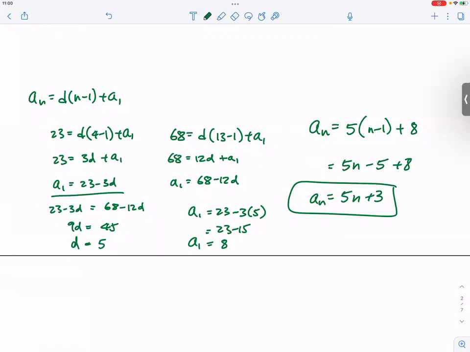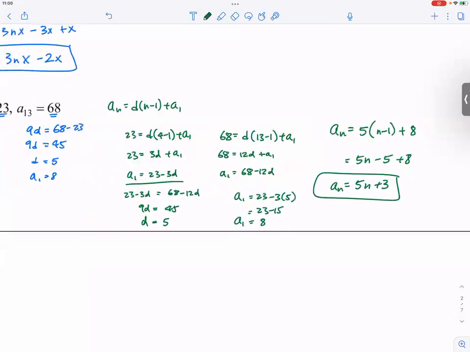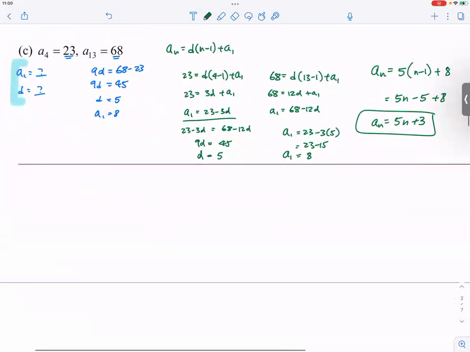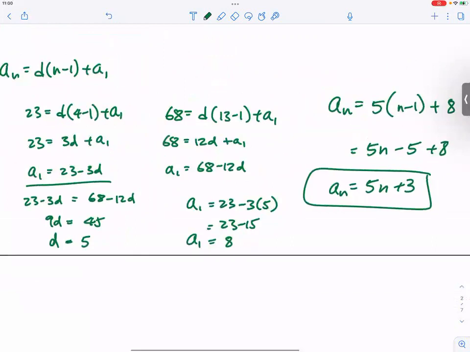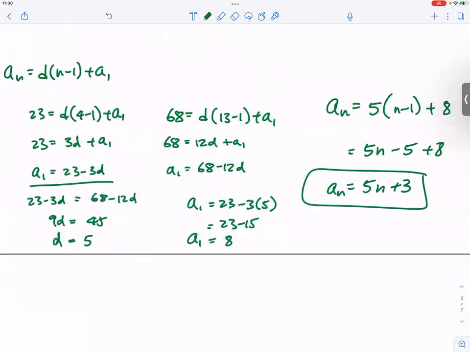Pretty challenging. Again, the setting of this question is that we did not give you the A1 and the D, and you could actually figure out the A1 and D. And I showed you this system of equations way, which makes it a lot more clear what's going on.